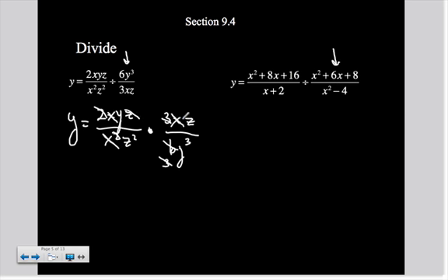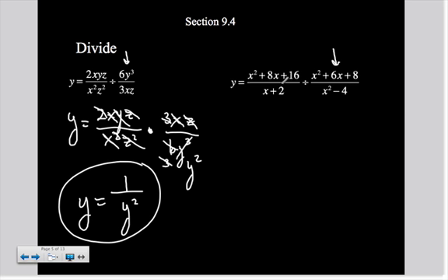I have 2 z's in the numerator, 2 z's in the denominator. And I have 1 y in the numerator, and I have 3 in the denominator. That's going to leave 2. So my final answer is y is 1 over y squared.